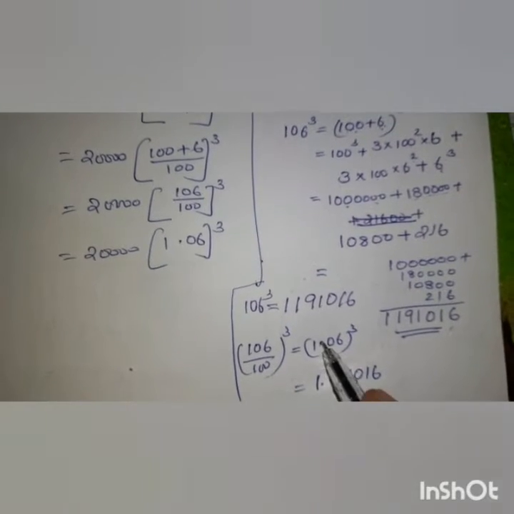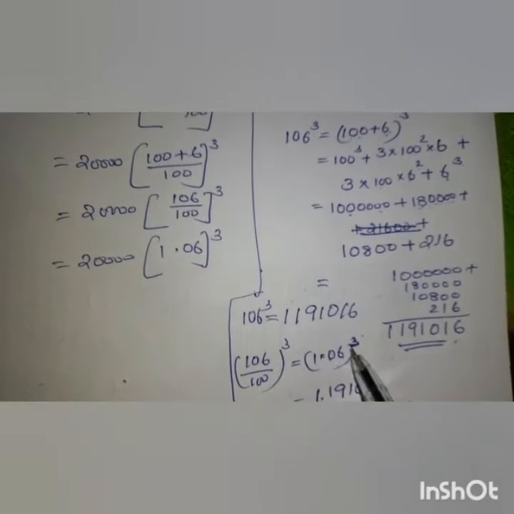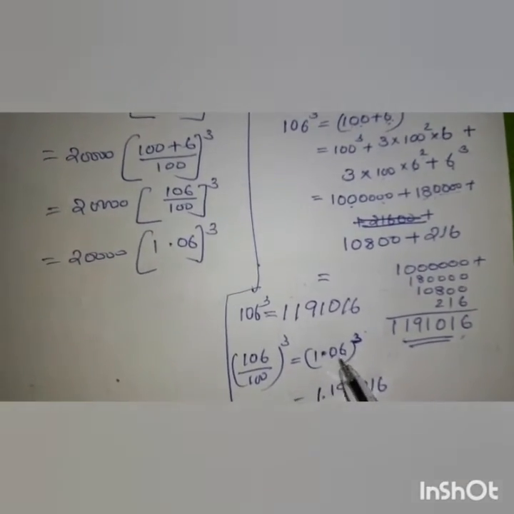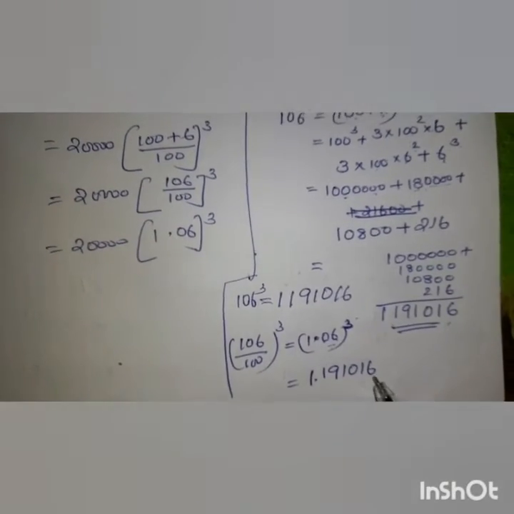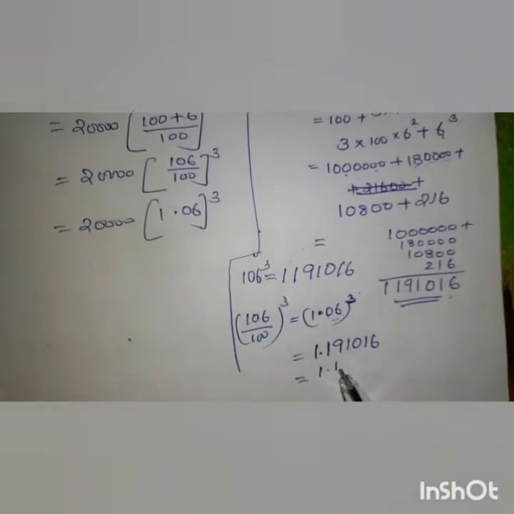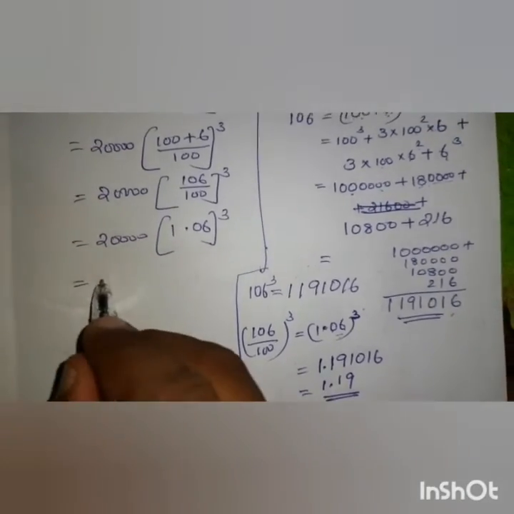1.06 cubed. Raised to 3 means you have to multiply with 2, so 2 into 3, 6 decimal places. Here there are 2 decimal places, so if you take the cube, there should be 6 decimal places. Finally we can write it as 1.19.